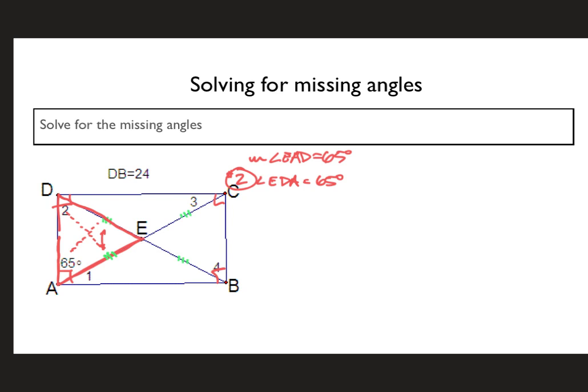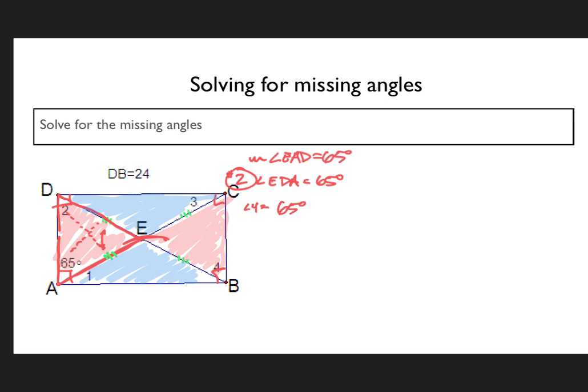Now, another cool thing is because of the congruency of these diagonals and the opposite sides, I have two congruent triangles here in red, two congruent isosceles triangles, and I also have two congruent isosceles triangles here in blue. And we can do a more involved proof of this later, and we will, but for now, just trust me. So to solve for angle 4, because these two triangles are congruent, angle 4 is also 65 degrees.